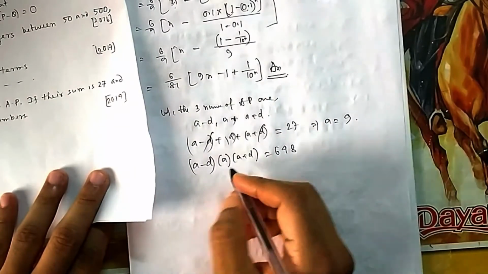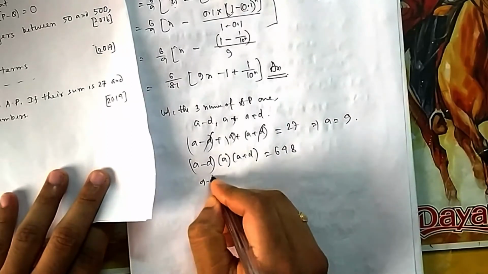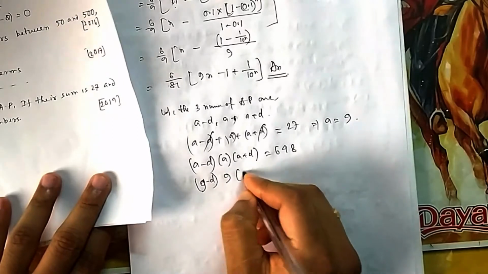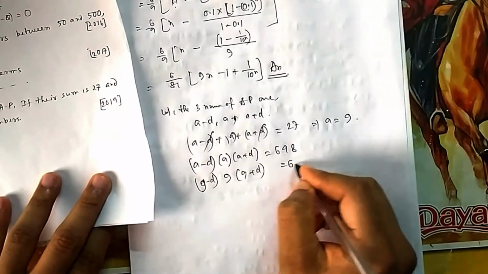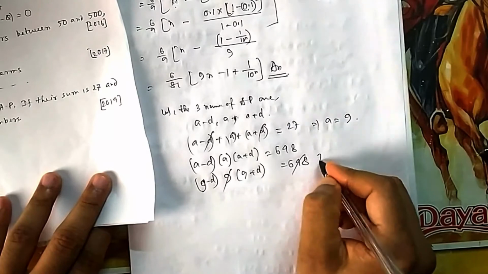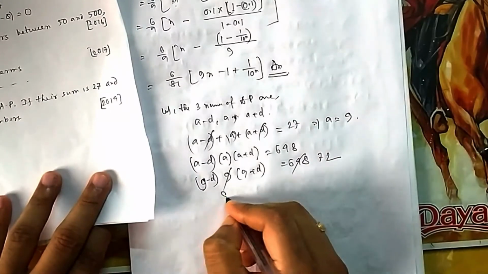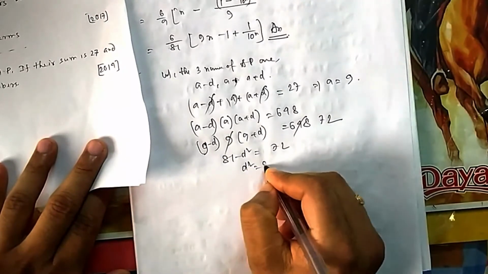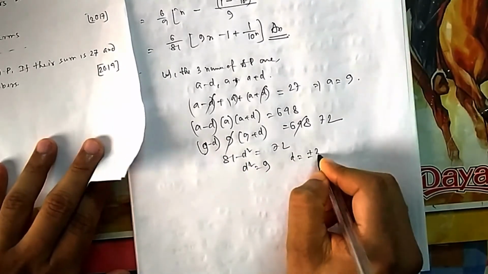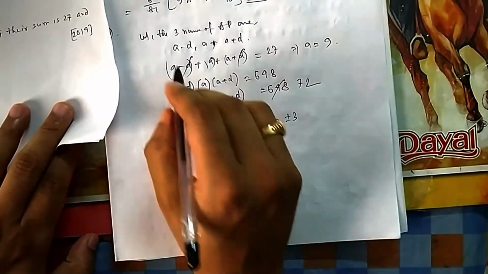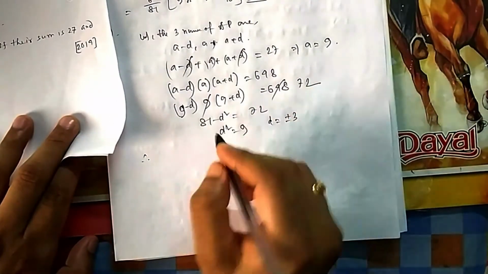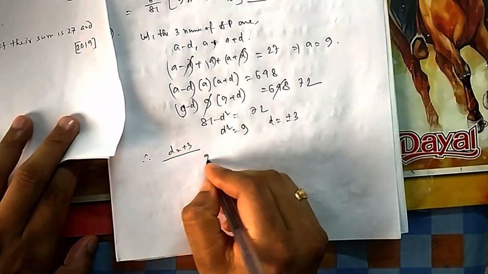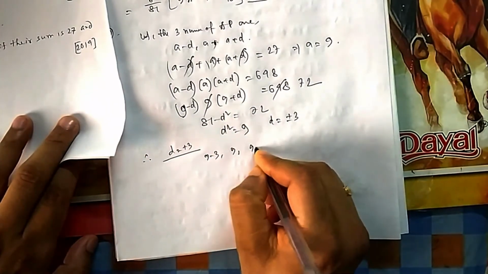Then the product, A minus D, A and A plus D, is given as 648. Now you know the value of A, it will be 9. So 9 minus D, 9 plus D, 648. If you divide by 9, 9 times 72 is 648. So 81 minus D square is equal to 72, or D square equal to 9, or D is equal to plus minus 3. You can take plus or minus, whatever. So what will be your numbers? If I take D equal to plus 3, then it will be 9 minus 3, 9, then 9 plus 3.